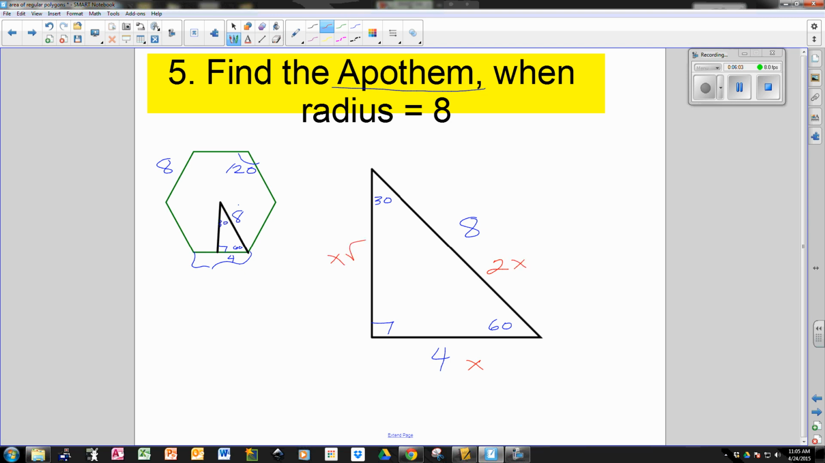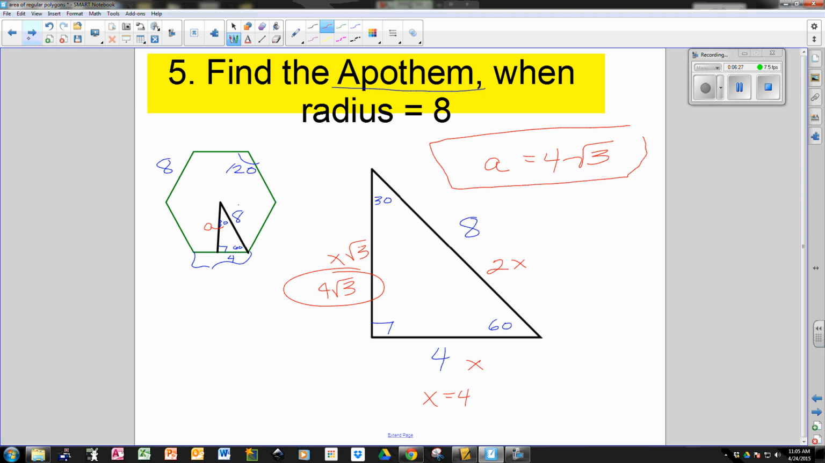weird side is x square root of 3. Well, if x is 4, then 2x is 8, then this side must be 4 square root of 3. So find the apothem. The apothem is this piece here. So the apothem is 4 square root of 3.